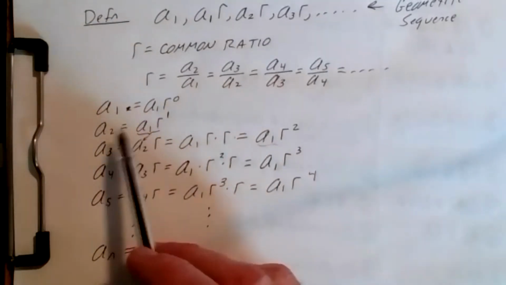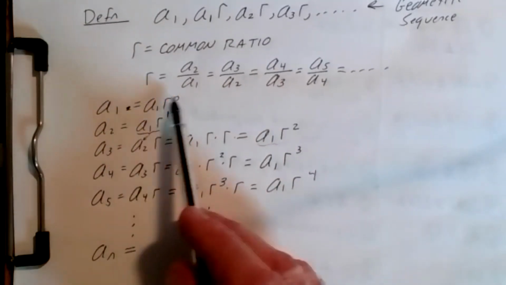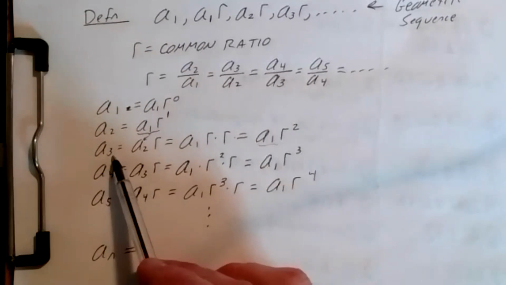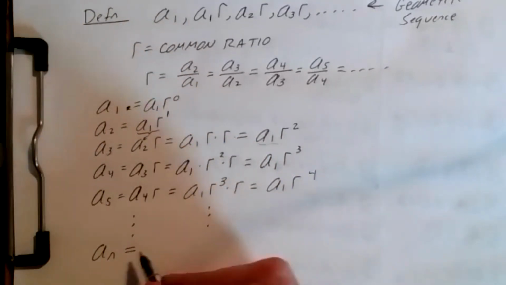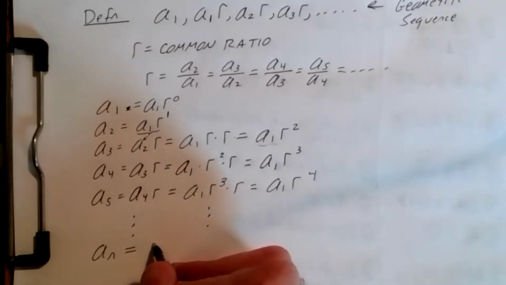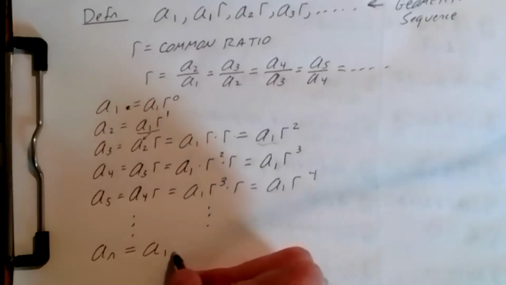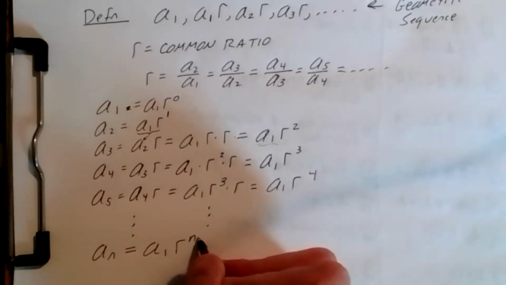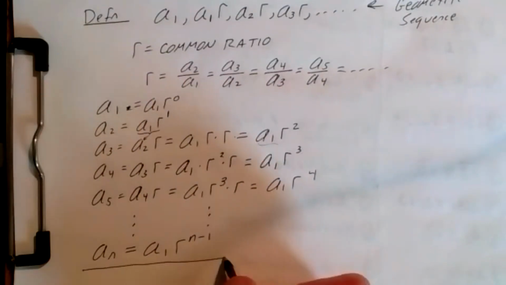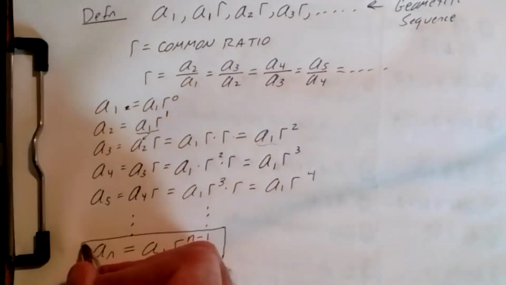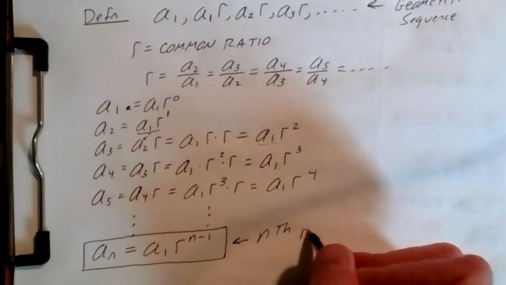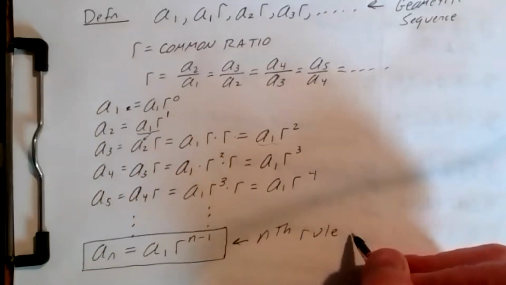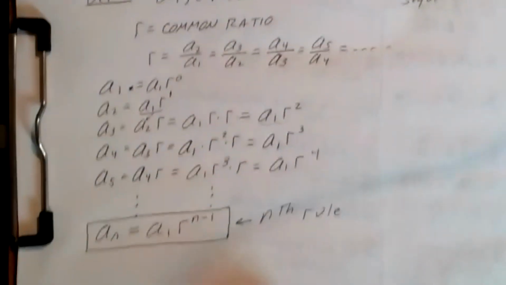In general, what's the relationship between the index of the term and the power on r? What's the relationship? The power on r is n minus 1. It lags 1 behind. So therefore, the nth term of a geometric sequence is the product of the first term of the geometric sequence times the common ratio raised to the n minus 1 power. This is a very important formula. This, ladies and gentlemen, is called the nth rule for a geometric sequence.